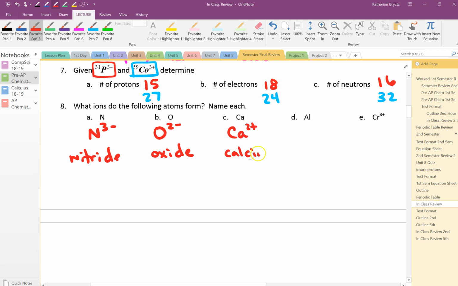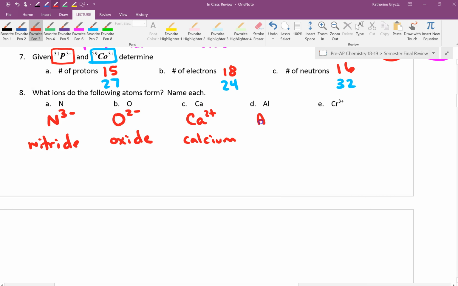When we name it, we didn't change the name of our positives. We just call that calcium. Okay, aluminum, if we look it up, should have a +3 charge, and we still call that aluminum.